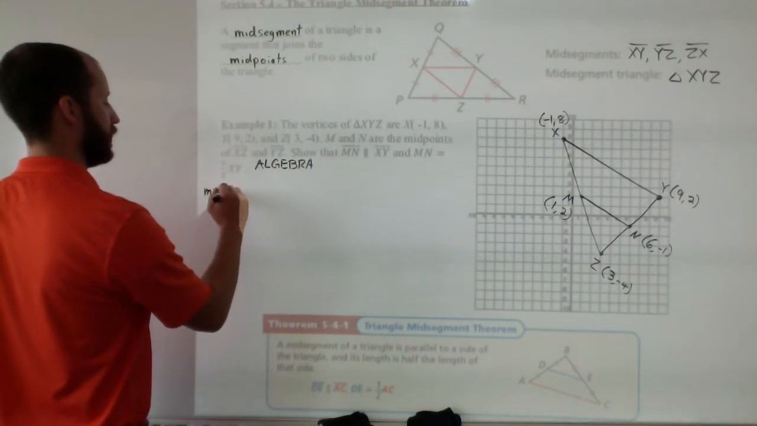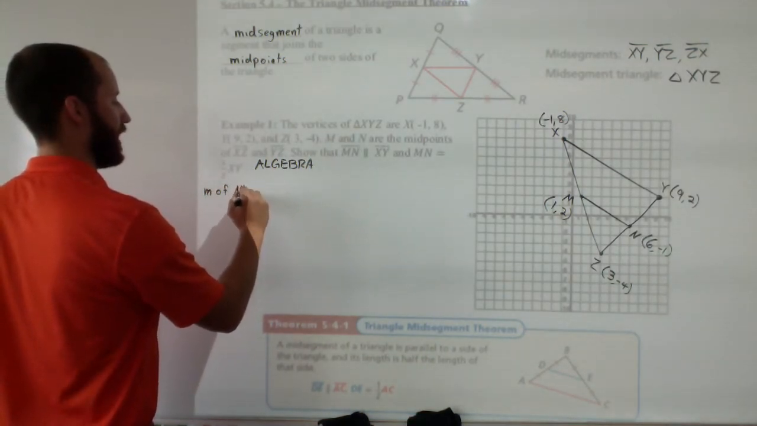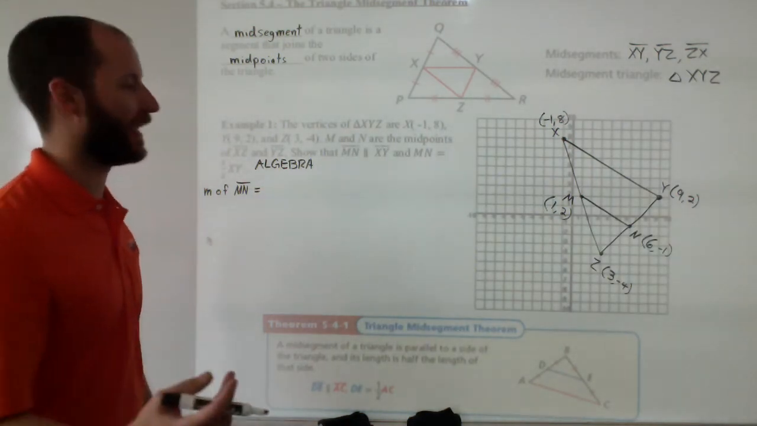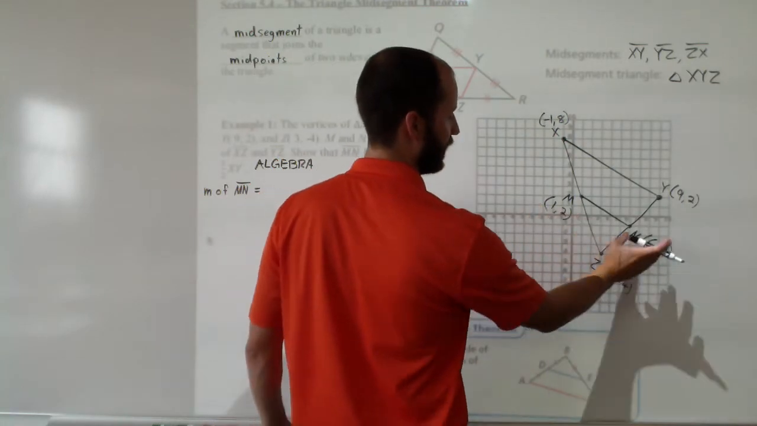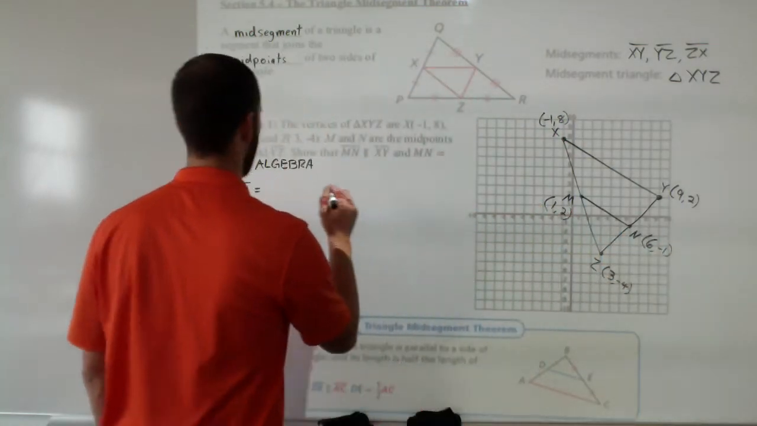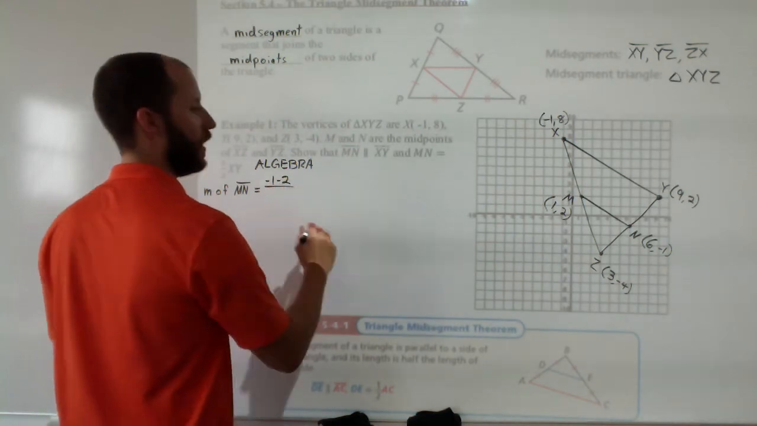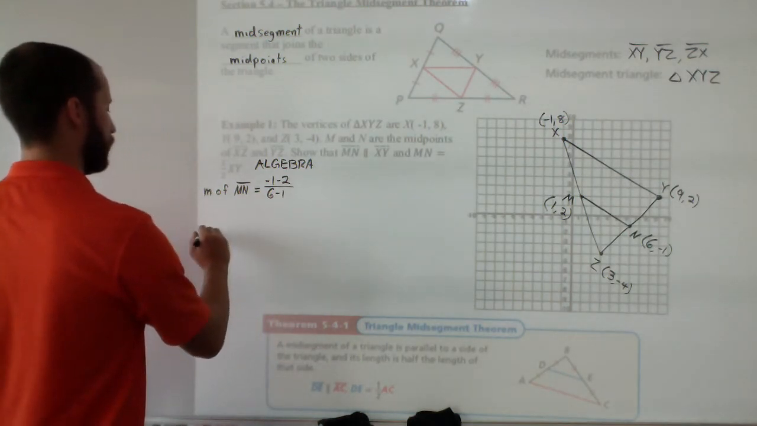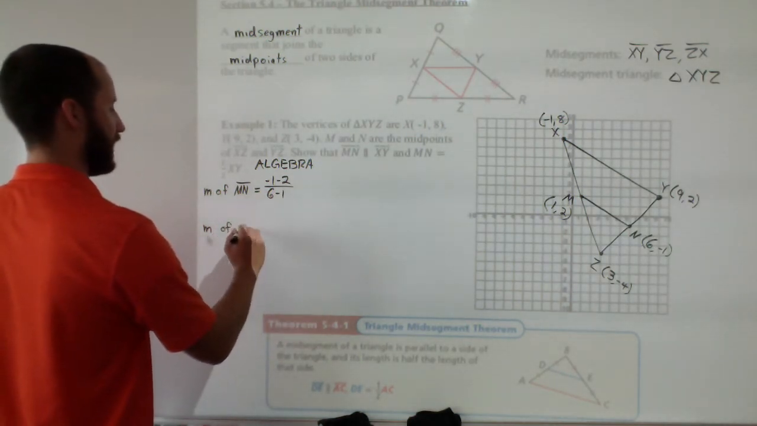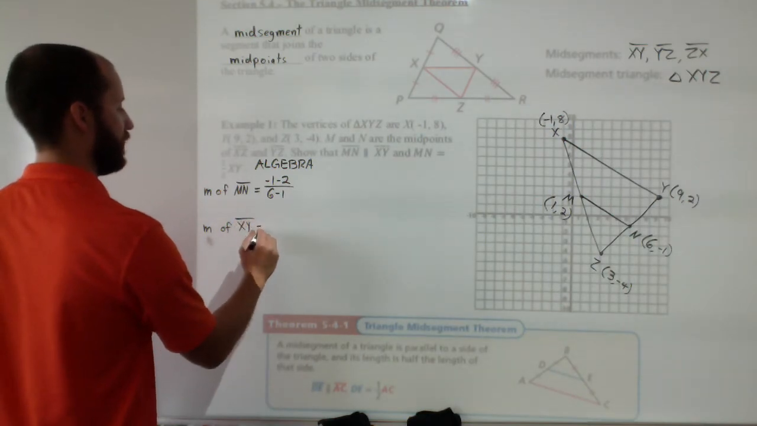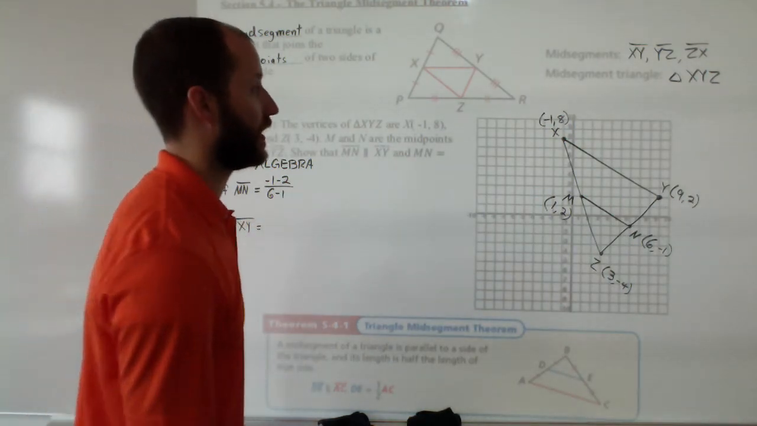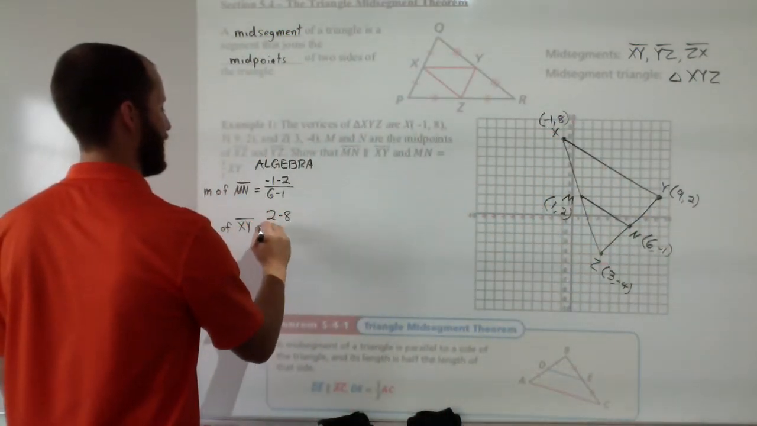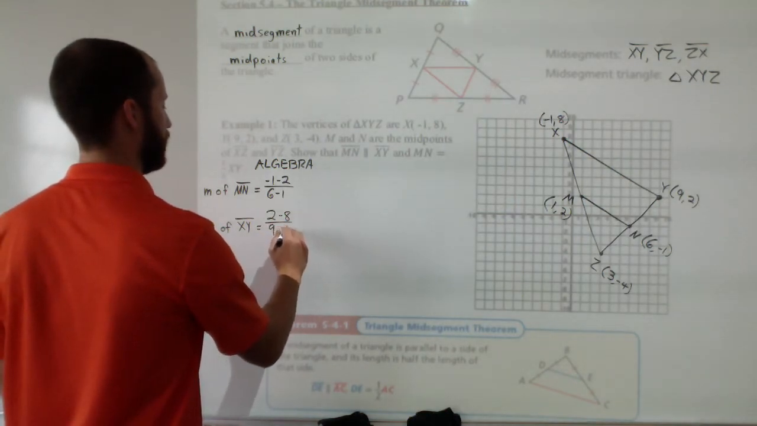So the slope of line segment MN, that's going to be y2 minus y1 over x2 minus x1. So let's say this is the first point, this is the second point, y2 minus y1, -1 minus 2, over x2 minus x1, 6 minus 1. And then we'll look at the slope of XY. All right, same formula, y2 minus y1 over x2 minus x1. Let's say this is our first point, this is our second point. So 2 minus 8 over 9 minus -1.